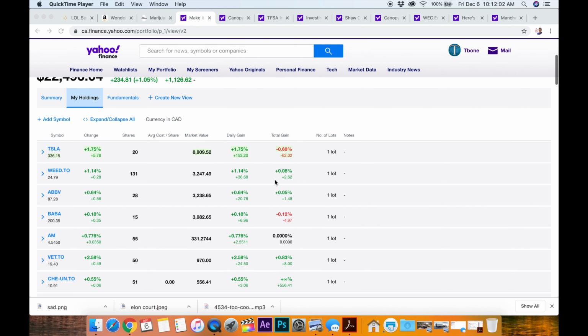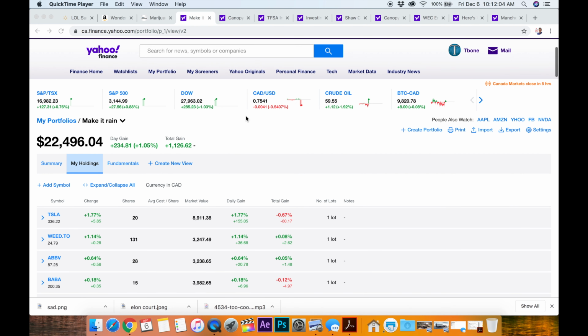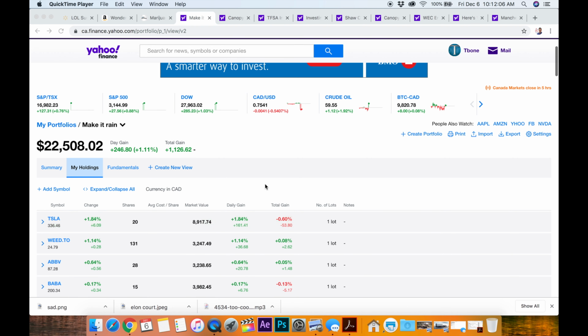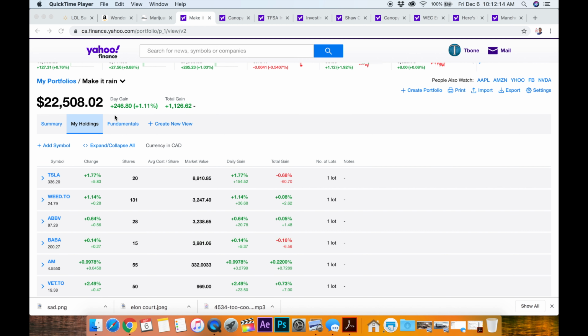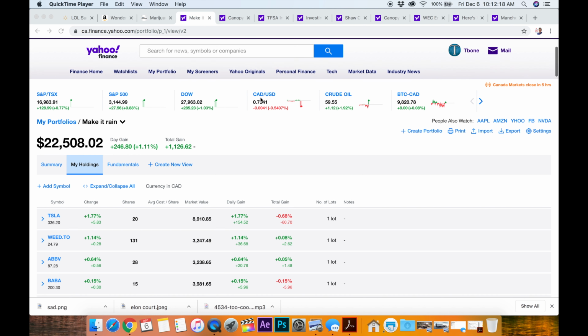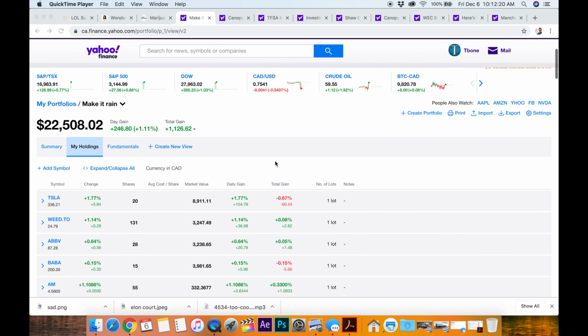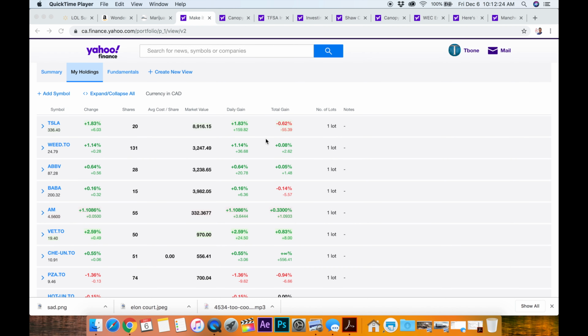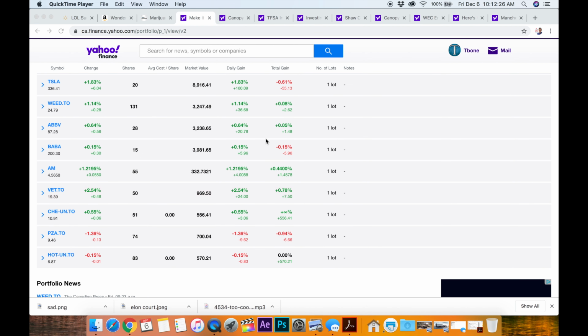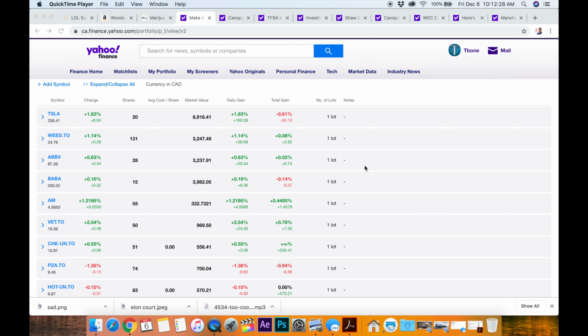I do have banks in my other portfolio. This is just my Make It Rain one. So this is speculative growth, high yield, that sort of thing. So I'm having a good day. I'm up $246, 1.11% on this portfolio. But there's some stinkers in here. There's one stinker. I'll tell you about it when we see it. Guess what the stinker is before I get there.